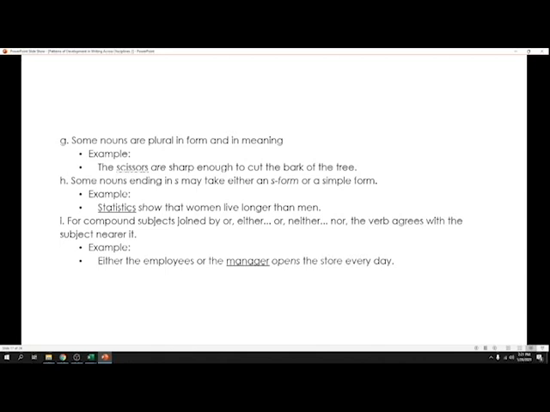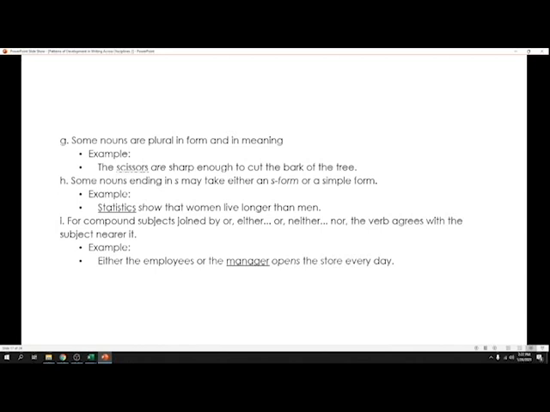Letter G, some nouns are plural in form and in meaning. So, scissors. Dalawa na kasi yan. So, scissors are sharp enough to cut the bark of the tree. So, kung meron mang plural ang kanyang pagkakasulat pero singular ang meaning, meron din namang plural ang form pero plural din ang kanyang meaning. Plural ang noun at plural din ang kanyang meaning.